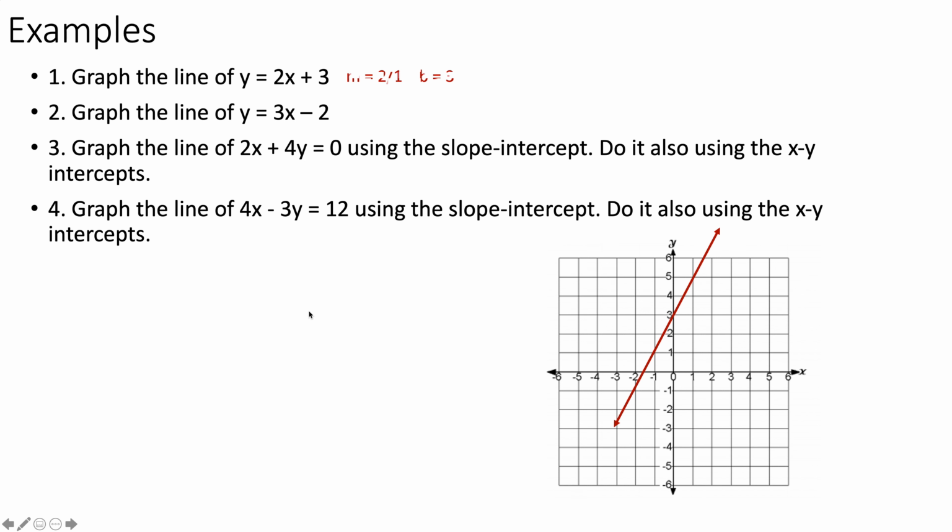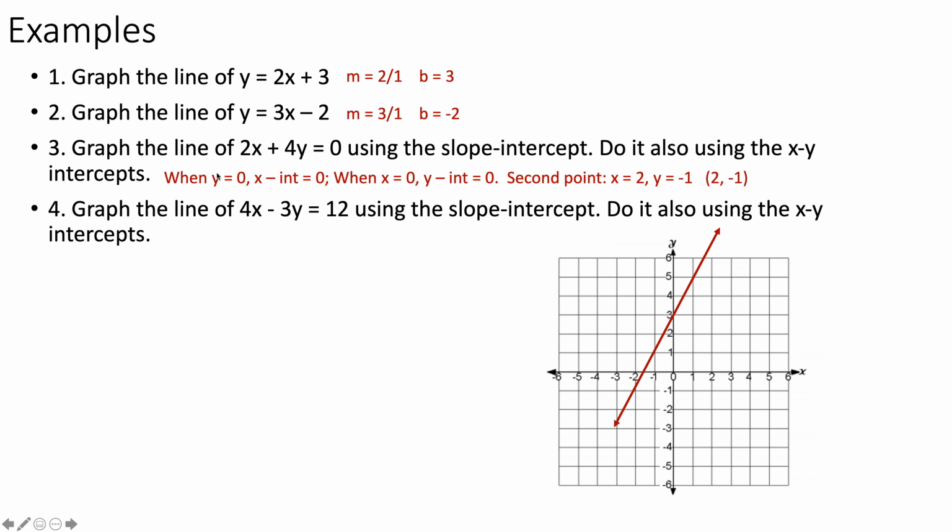Okay, so with the first one, the slope is 2 or 2 over 1. I put the over 1 for emphasis. You don't need it. The y-intercept is 3. So we begin at 3. And then we go up 2 over 1, up 2 over 1. Fill in the backside if you wish. For the next one, the slope is 3 over 1. The y-intercept is negative 2.